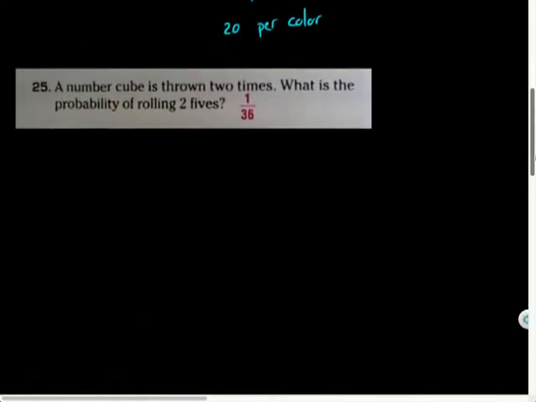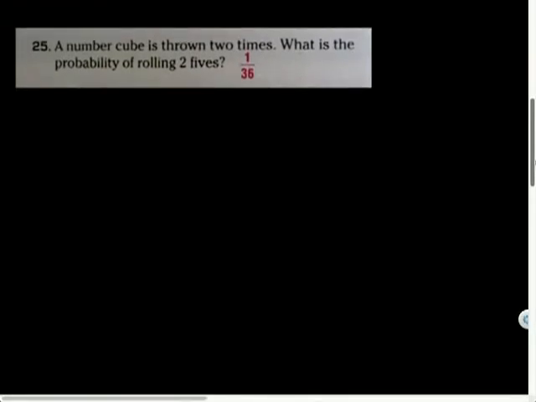Let's see, problem 25. It says a number cube, a die, is thrown 2 times. It's a cube, so how many sides does it have? 6. So it's not like a 20-sided die, because that would not be a cube. So it's thrown 2 times. What is the probability of rolling 2 5s?